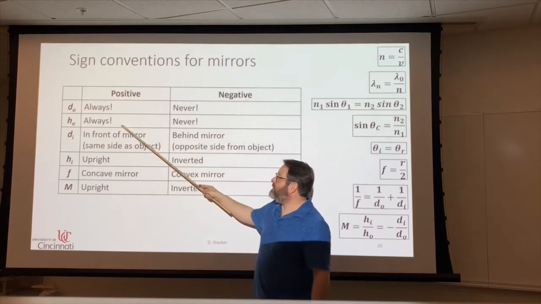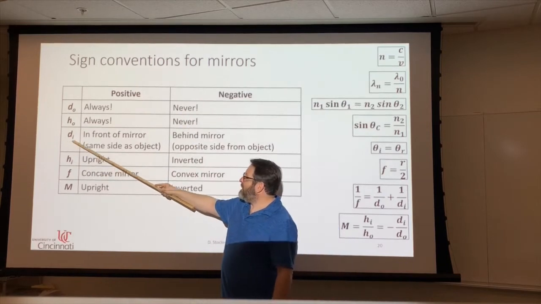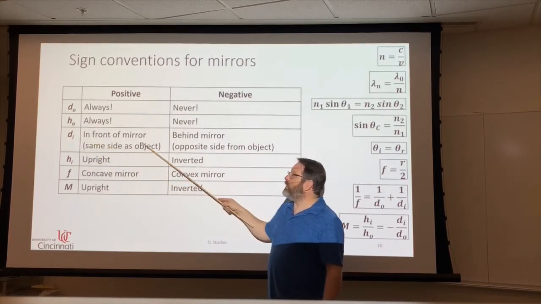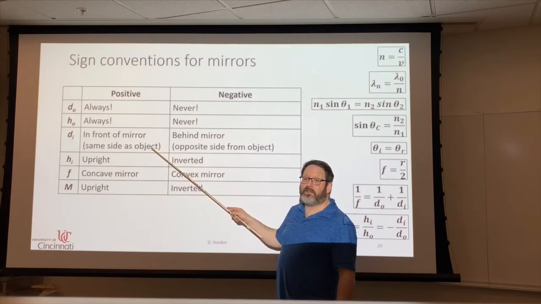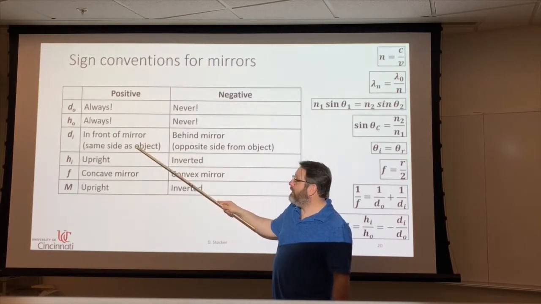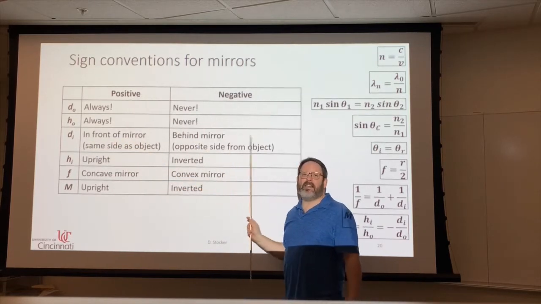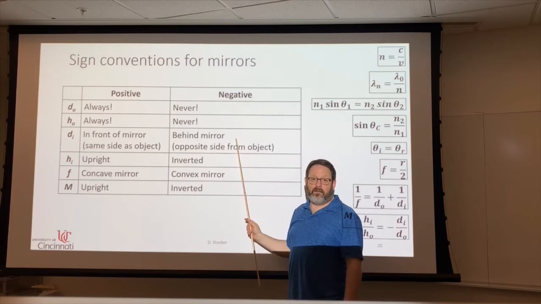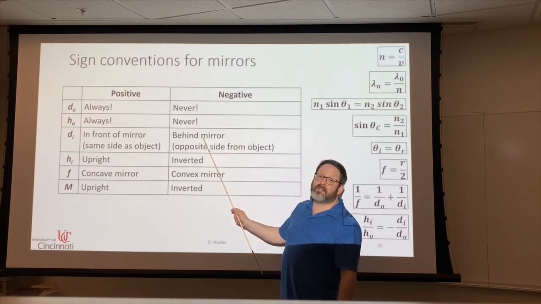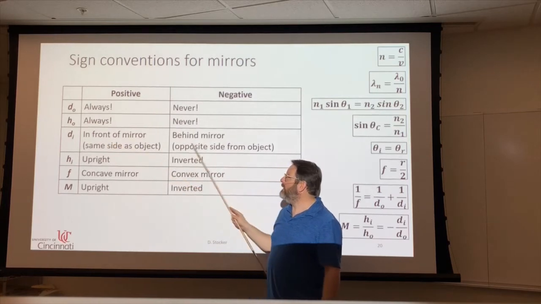The height of the object, again, it's always positive, never negative. Distance to the image, if the image is in front of the mirror, so on the same side as the object, this is what we had for a concave mirror, then the distance to the image is positive. If the image is behind the mirror, as it was for the plane mirror, the distance to the image is considered to be negative. So the front side of the mirror for the image is positive, the back side of the mirror is negative.